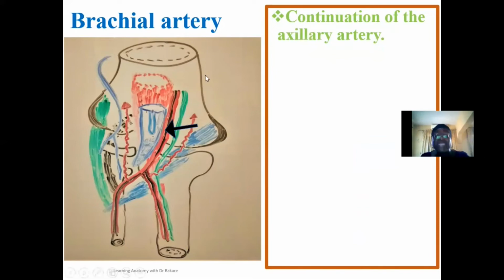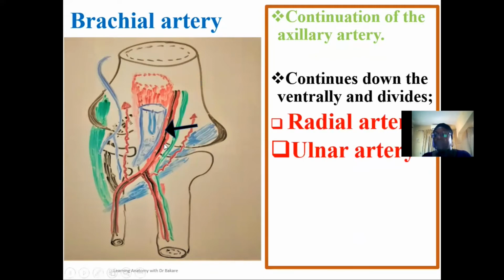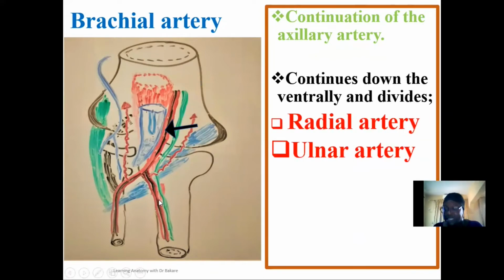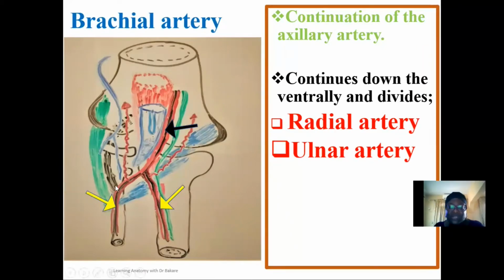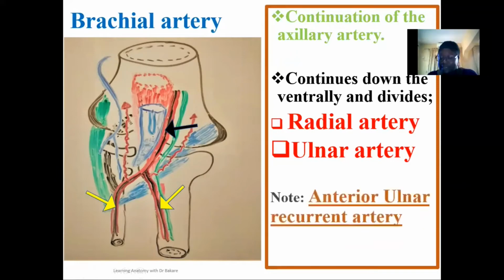This brachial artery is a continuation of the axillary artery. This we talked about in our lecture on the axillary artery. If you've not checked that lecture, please kindly go and check it up to upgrade your knowledge. The brachial artery is a continuation of the axillary artery. As it descends in the anterior part of the arm, it divides into two arteries: the radial artery and the ulnar artery, towards the apex of the cubital fossa. So it's also good for us to add the anterior ulnar recurrent artery.